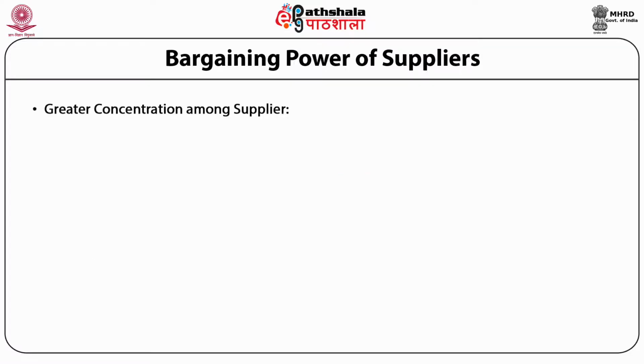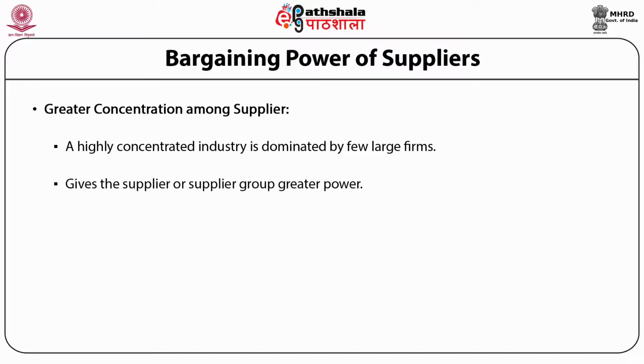Greater concentration among suppliers. A highly concentrated industry is one which is largely dominated by a few large firms. Such few firms hold greater control to influence the industry as the largest share of the industry's output rests in their hands. This gives the supplier or the supplier group greater power over those who do business with them. The petroleum industry is one such suitable example.